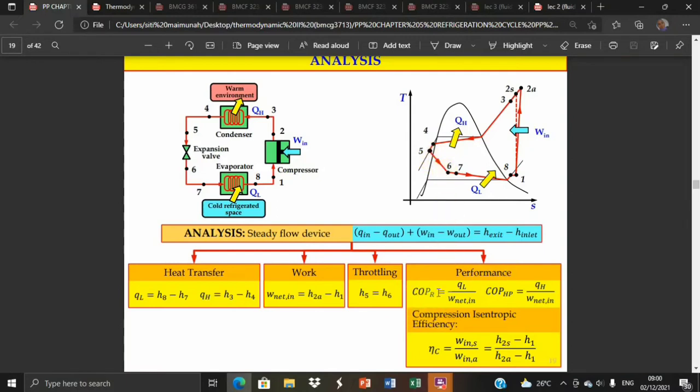Performance: COP of the refrigerator equals QL divided by W net in, and COP of the heat pump equals QH divided by W net in. Compressor isentropic efficiency equals W in S divided by W in A, equals (h2S minus h1) divided by (h2A minus h1).